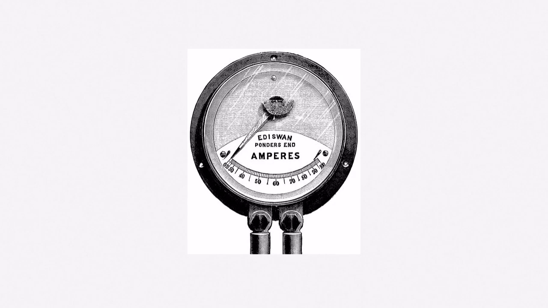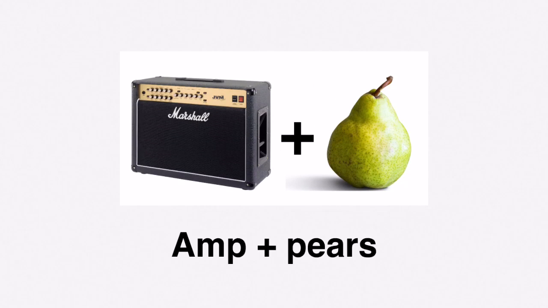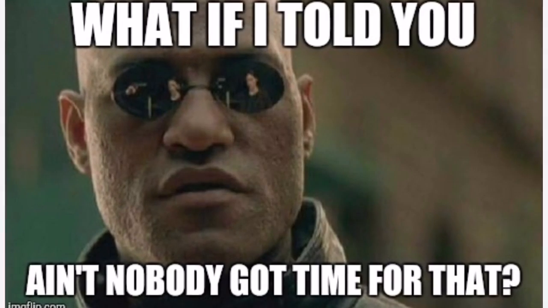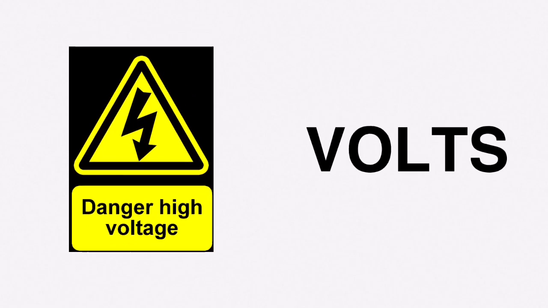Electrical current is measured in something called amperes. Pronounced amp-pairs, it can kind of be a tricky word to say. So people usually just short form that and call it amps. 1 amp is equal to this absolutely massive number of electrons flowing through 1 point per second.